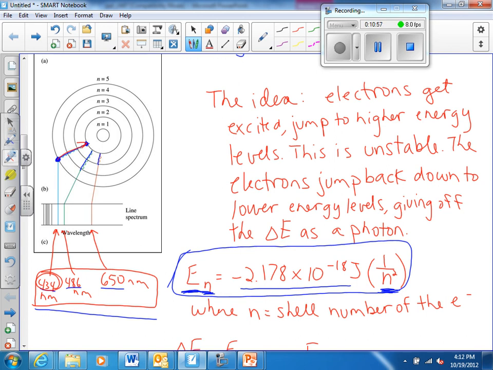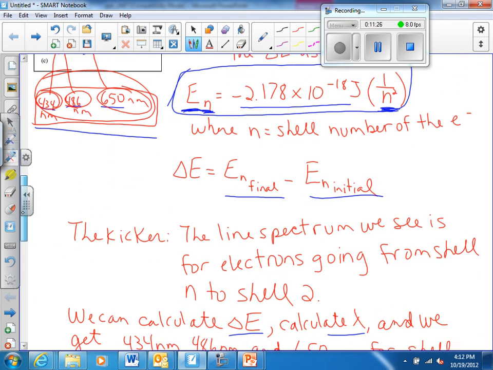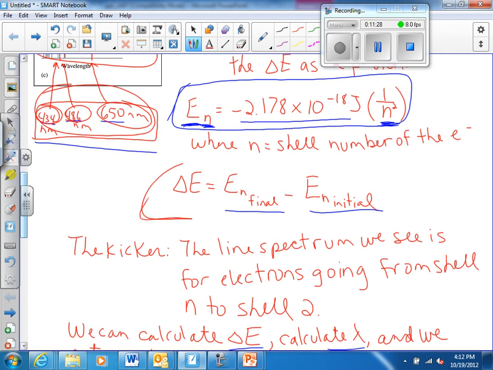If we did this same calculation going from shell 4 down to shell 2, the same exact calculation we just did, we would find this 486 nanometers would fall out of that equation. And from 3 down to 2, we would get the 650 nanometer line. That we physically see. This is what we see right here. When we excite hydrogen and look at it through a diffraction grating, we see these 3 lines. They correspond to these wavelengths. Those wavelengths correspond to these delta E's for shells 5 to 2, 4 to 2, and 3 to 2. And to me, that is one of the most amazing things in life.